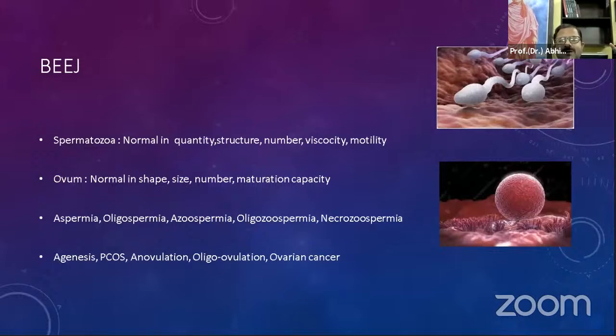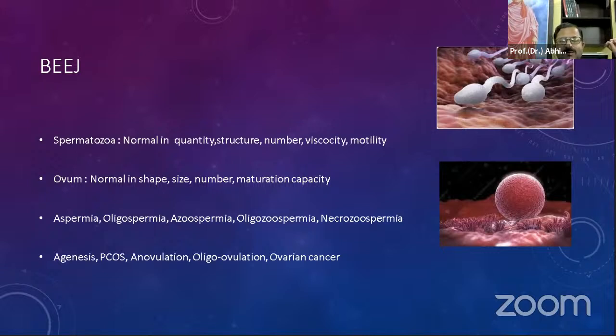If they are abnormal, then infertility is there. Coming to the next bija, that is ovum from the female side. So again, normal in shape, normal in size, number, maturation capacity. It is very important because most of the times what happens is shape, size, number, and maturation capacity is not achieved by that ovum.